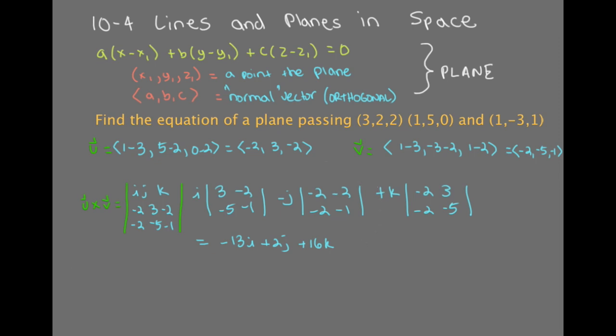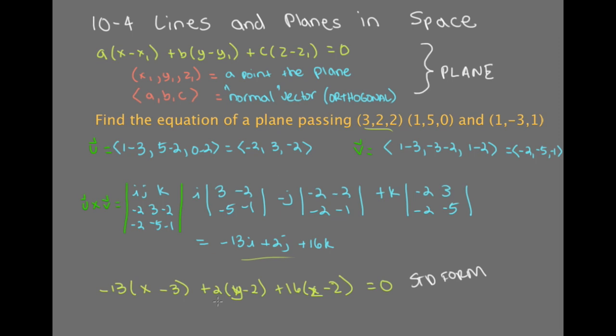And we'll find the equation of the plane now by plugging it in. So we have the normal vector right here, and we have a point on the plane. We'll pick this one. So a is going to be negative 13 times x minus 3, plus 2 times y minus 2, plus 16 times z minus 2 is equal to 0. So this is what we call standard form.